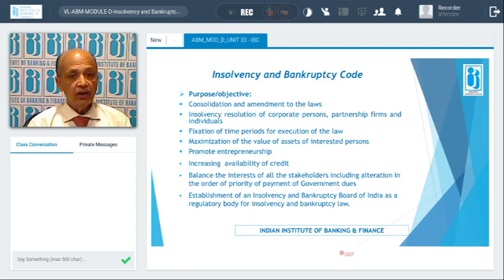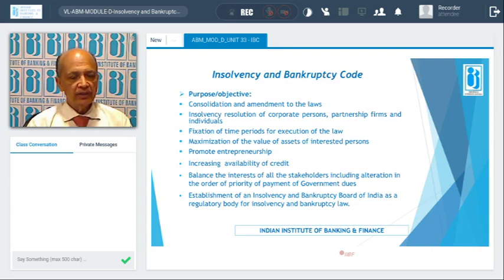Then increasing availability of credit. Once the unit is found to be viable, lenders will also consider, in case of need, further enhancement in the need-based credit wherever it is required.